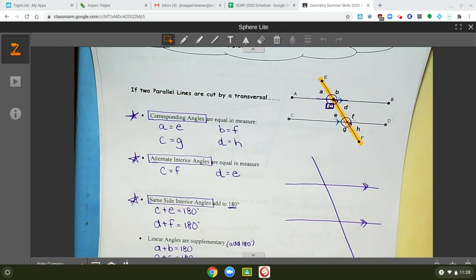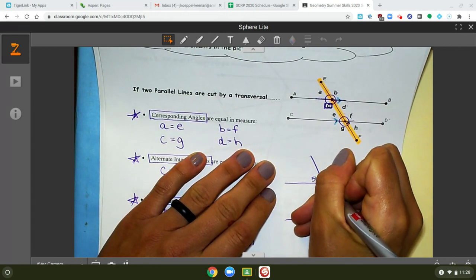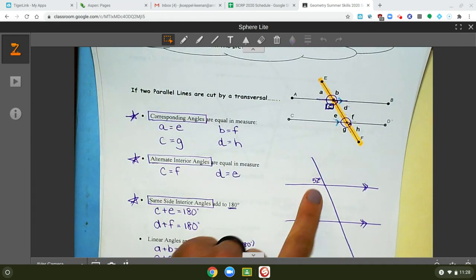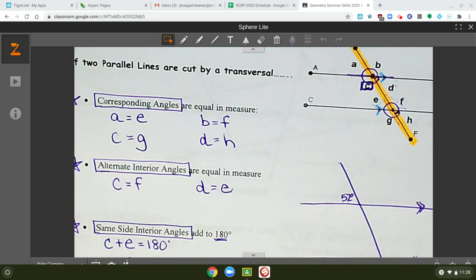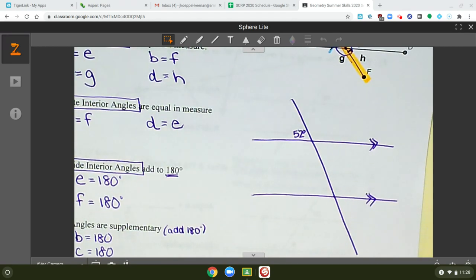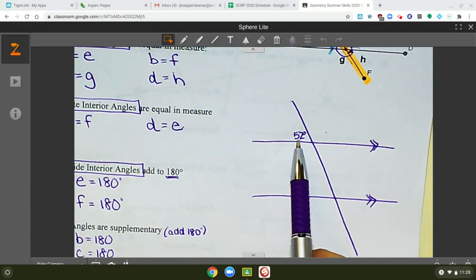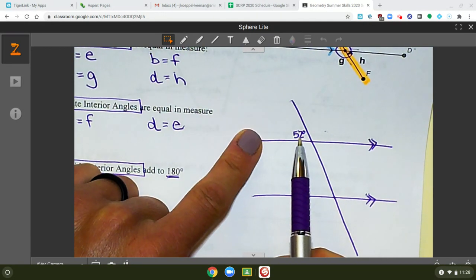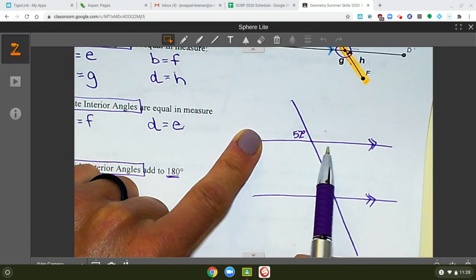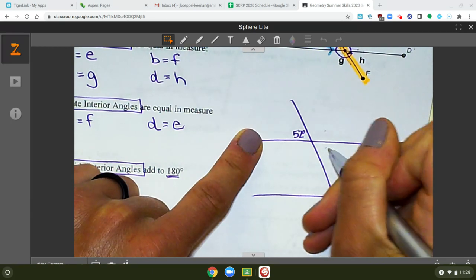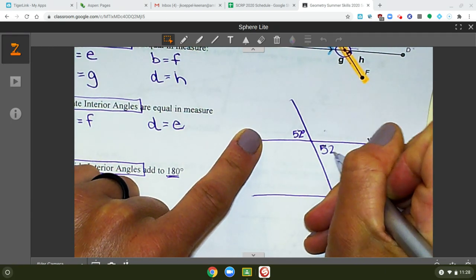And now, if I were to tell you that this angle over here were 52 degrees, knowing only that one angle is 52 degrees, you can now fill in all of the other seven angles. Okay, and let's try that together. Let's see, how can we do that? Well, we know if this angle is 52, what angle is vertical from it? Well, this angle here is vertical, so we know this angle down here has to be 52 degrees.